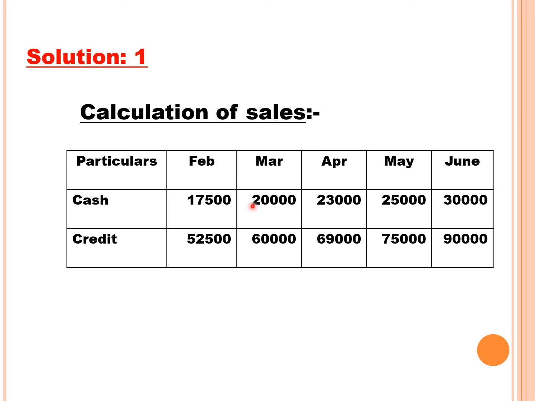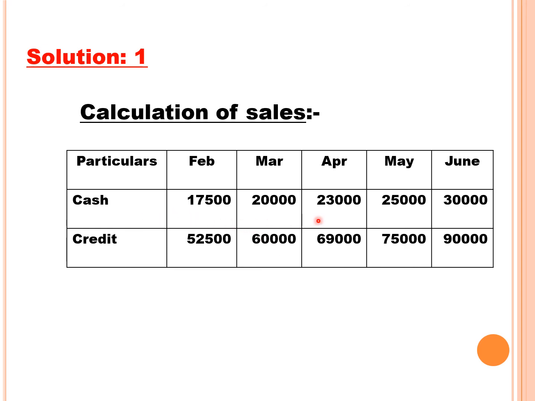So students, what I've done in case of sales: February sales I've divided into 25% cash, 75% credit. March sales I've divided into 25% cash, 75% credit. That is, total sales is 80,000. 80,000 into 25% is 20,000 cash. 80,000 into 75%, 60,000 is credit. So what I have done, students, I have divided the total sales into cash sales and credit sales.